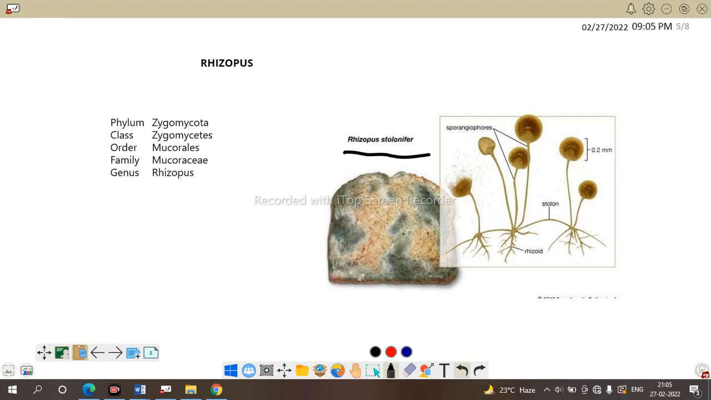So, let us discuss the morphology. As you see, it is dark grayish brown in color normally. The size of a sporangia is 0.2 millimeter and the size of rhizoid is 10 millimeter in height. Here is the rhizoid and it is mostly a branching body. As you see, here is the branch. So, let us discuss in details.